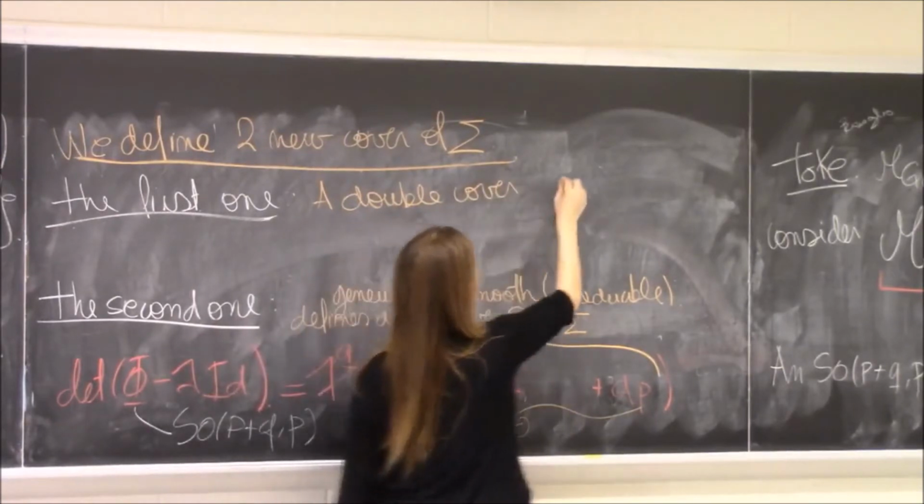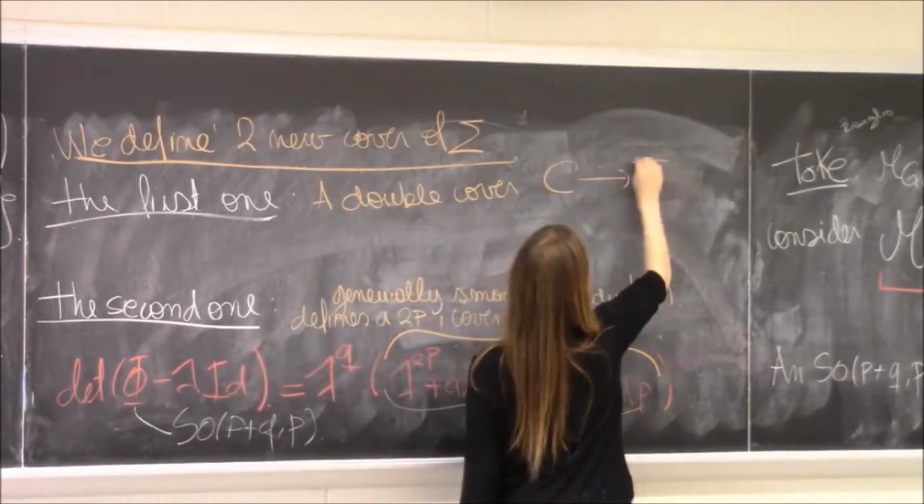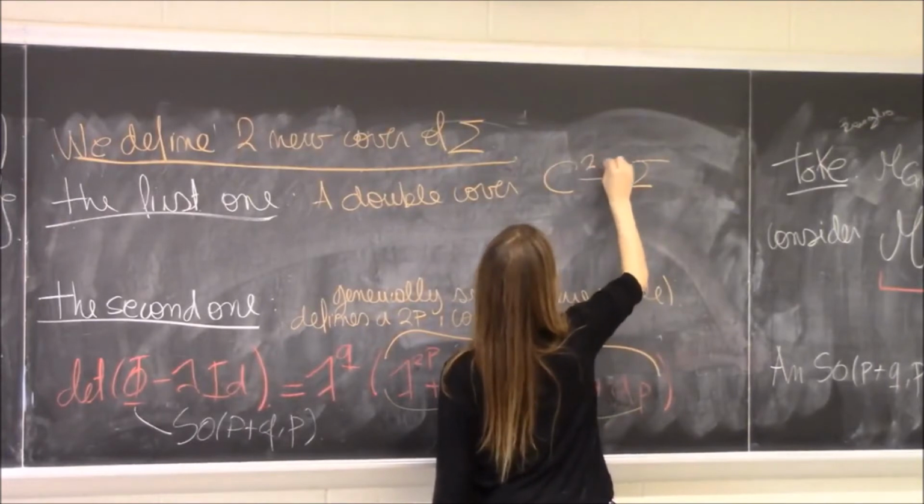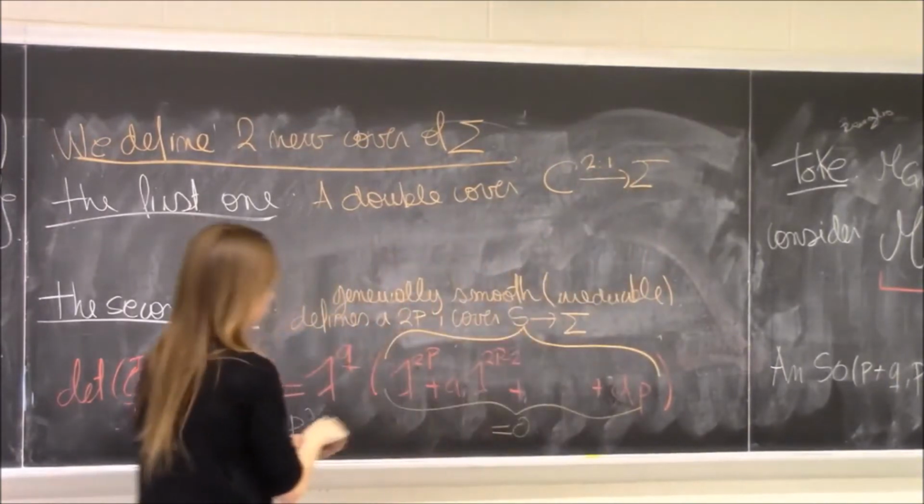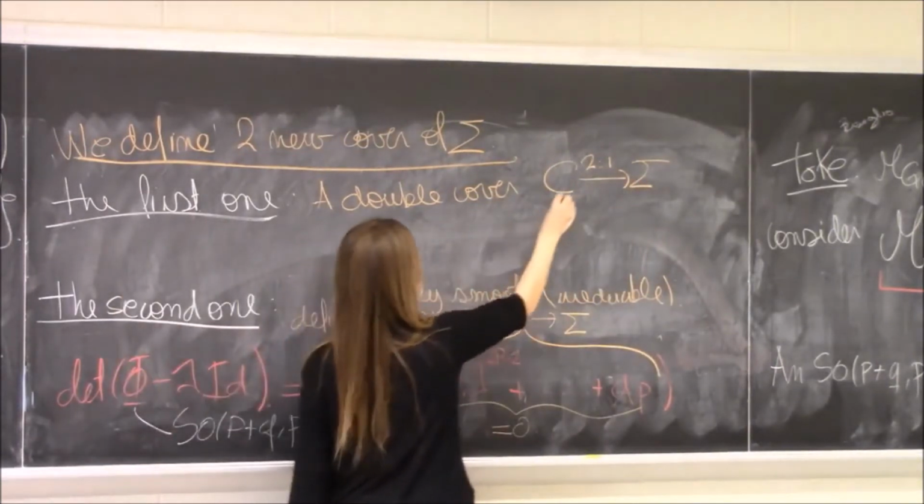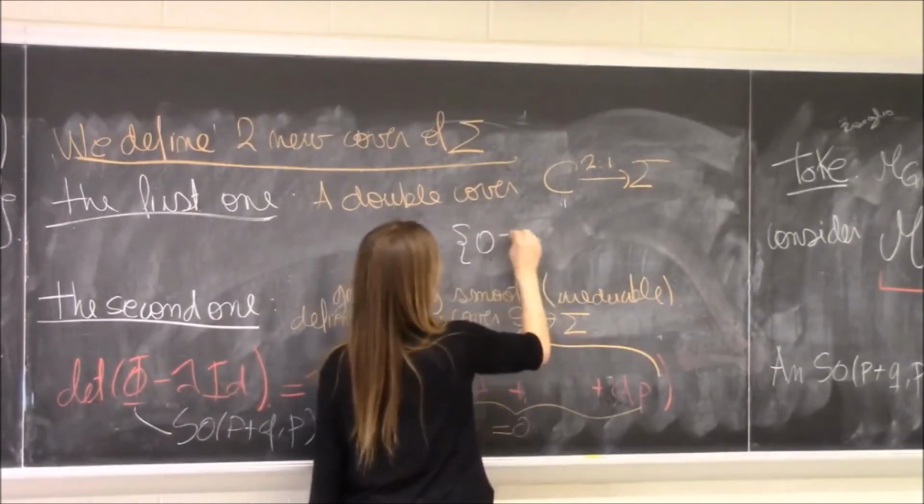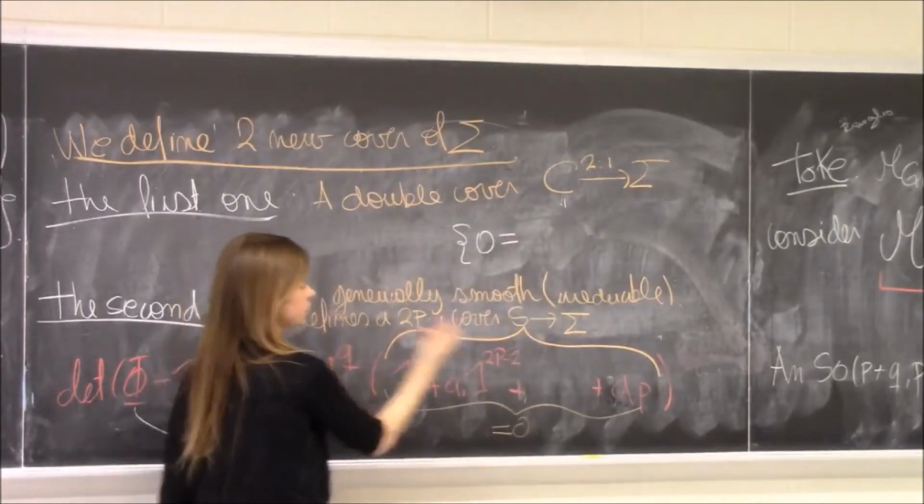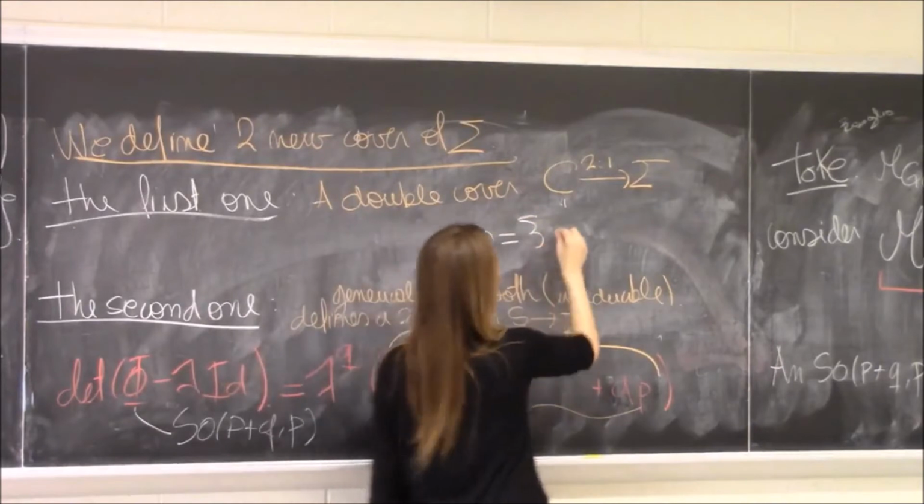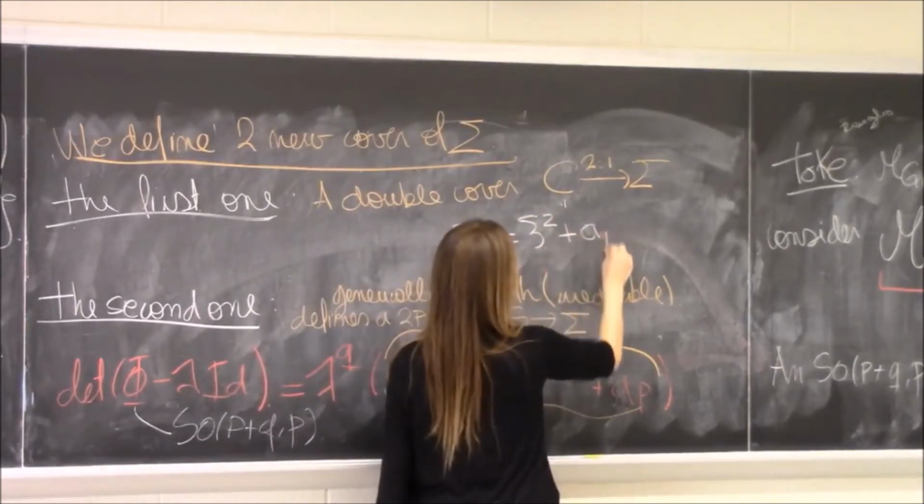A double cover that I'm going to call C of sigma is 2 to 1. And it's going to be defined by an equation that's going to be the zeros of a new polynomial that I'll just construct from this one. So xi squared plus AP here.